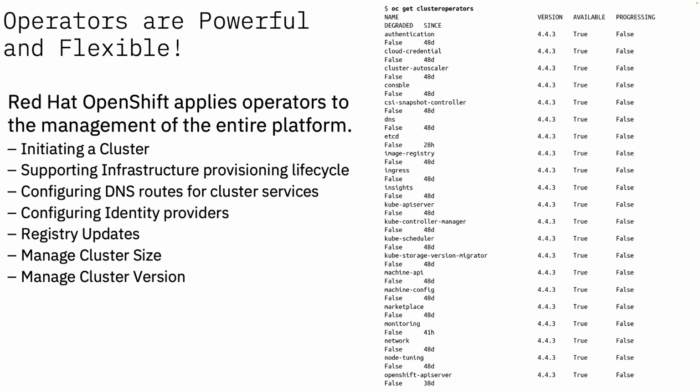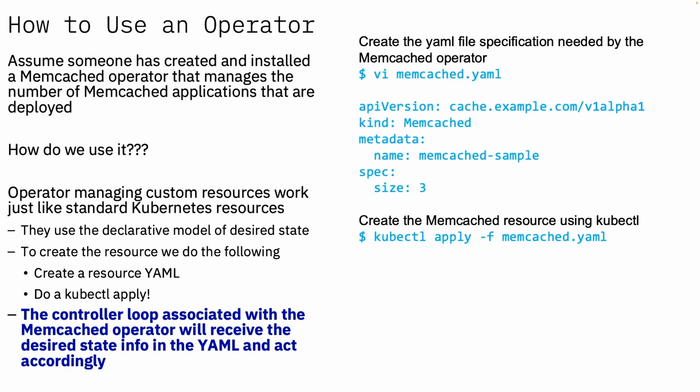The operators are really powerful. If you look at Red Hat OpenShift, everything's done with operators, from the basic provisioning to sizing up the cluster, so initiating the cluster and managing the cluster size, managing the cluster version, configuring DNS, all of that's done with operators. I listed on the right here a ton of operators that you can see. And so how do we use an operator? Again, I mentioned it was seamless.